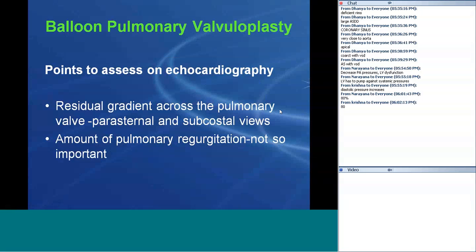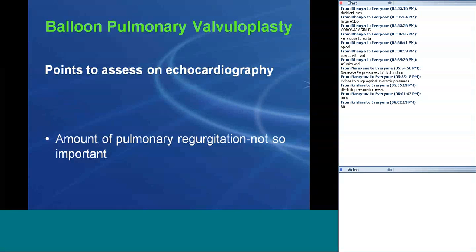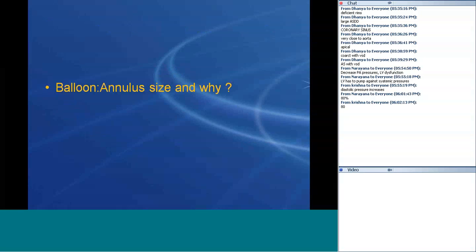Balloon pulmonary valvuloplasty. Again, residual gradients across the pulmonary valve, in parasternal and subcostal views. These are the two views which give you very good alignment of the Doppler signal. The amount of pulmonary regurgitation is not so important.